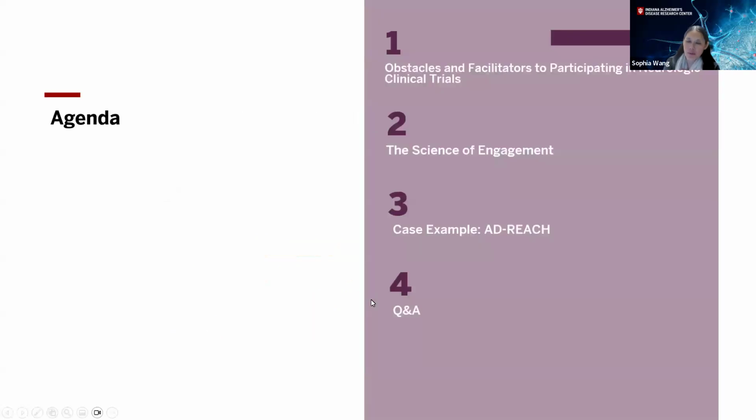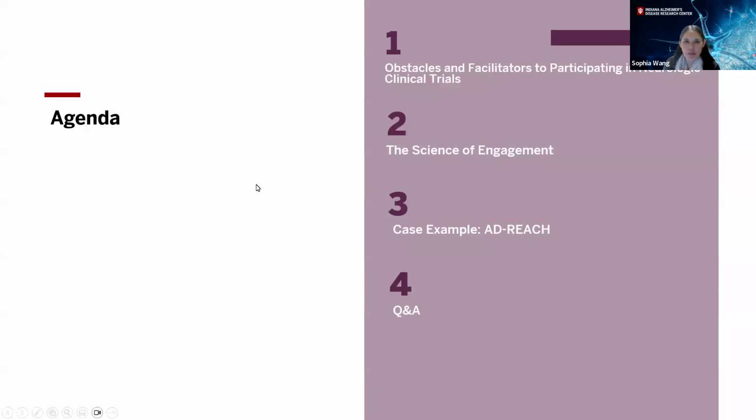So today we're going to be discussing a really important topic called incorporating participants' perspectives into clinical trial design. We're going to break down this talk into four portions. First, trying to understand a little more deeply what obstacles and facilitators are to participating in neurologic clinical trials. Number two is beginning to comprehend the science of engagement. And then I'll talk about our experience here at the Indiana Alzheimer's Disease Research Center with 80 Reach. And then finally, we're going to wrap up with a panelist and Q&A.